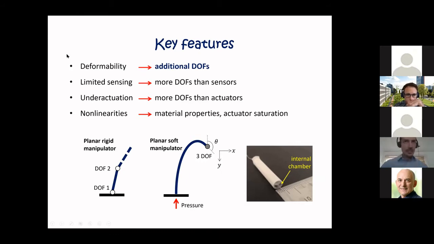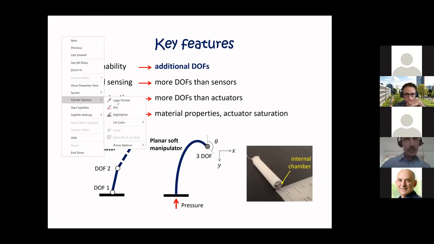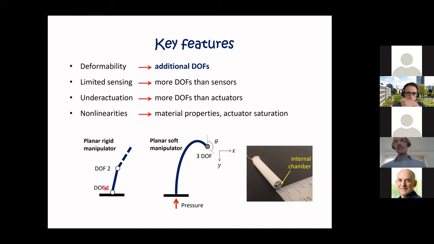Let's see if I can get a pointer here. Yes. So these figures basically are just to show the difference between planar rigid robots, where we have actuation and sensing concentrated in specific points, and planar, in this case planar, but in general soft manipulators, where deformation occurs in a continuous fashion along the axis.